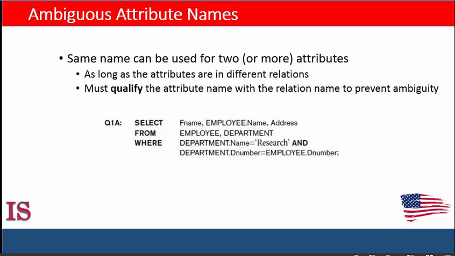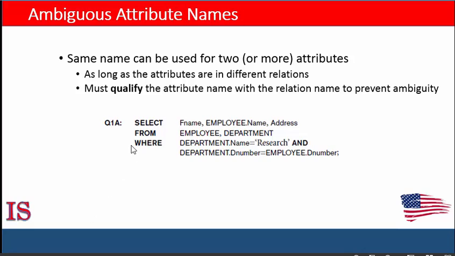When you say you want to see the name, address, city, and state for all the employees in the research table, when both the employee table and the department table have attributes called name, then SQL doesn't know which one you're asking for in the select statement.